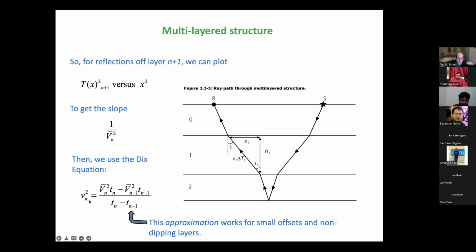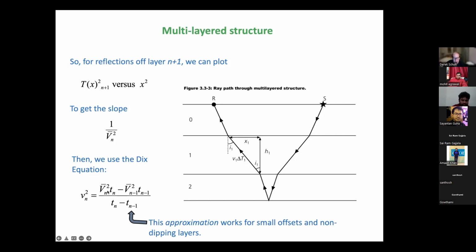So the Dix equation says the velocity in layer n is the RMS velocity squared times the travel time to layer n, minus the RMS velocity for layer n minus 1 squared times the travel time to layer n minus 1, over tn minus tn minus 1. This is an approximation, and it works pretty well for small offsets and non-dipping layers.